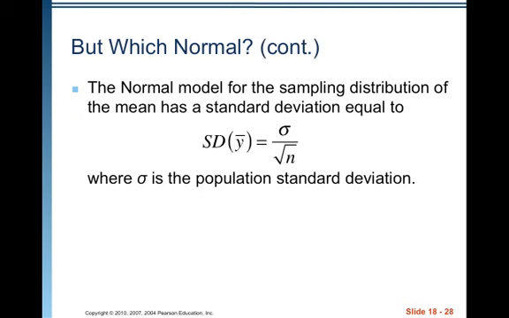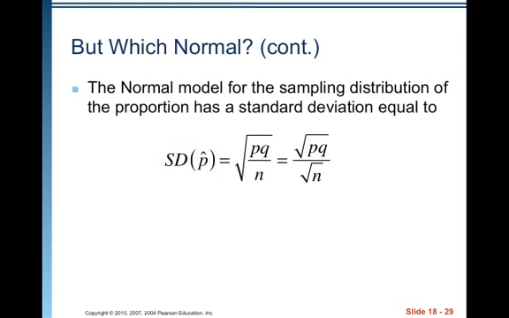The normal model for the sampling distribution of the mean has a standard deviation equal to: standard deviation of y bar equals sigma over the square root of n. So the standard deviation of the population of all the y's, of all the observations, divided by the square root of n, that's the square root of the sample size. So sigma is the population standard deviation.